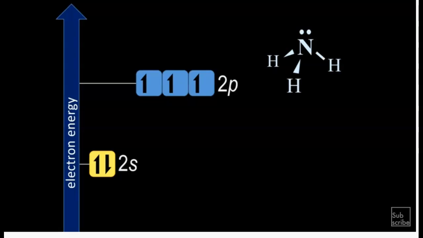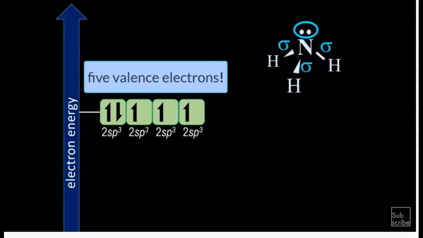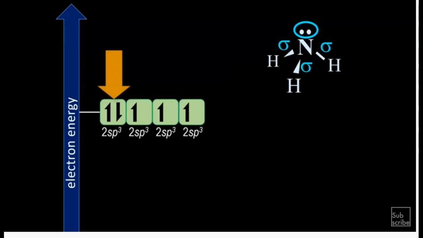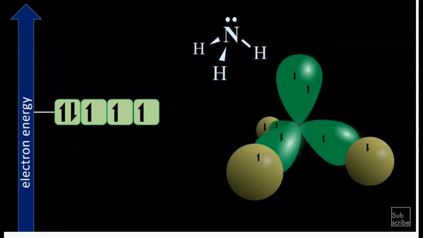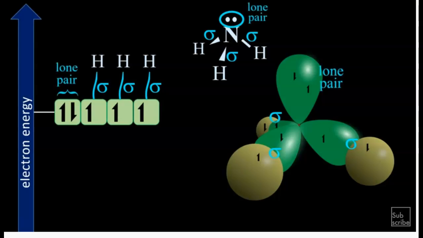In NH3, nitrogen has 3 sigma bonds and a lone pair. So how does hybridization account for this? The hybridization is 2sp3, and nitrogen has 5 valence electrons, so one of the 4 2sp3 hybrid orbitals has a pair of electrons. The 3 sigma bonds come from the sp3 orbitals with a single electron, so they can pair up, and so the remaining electron pair is a lone pair, an unbonded pair of electrons.